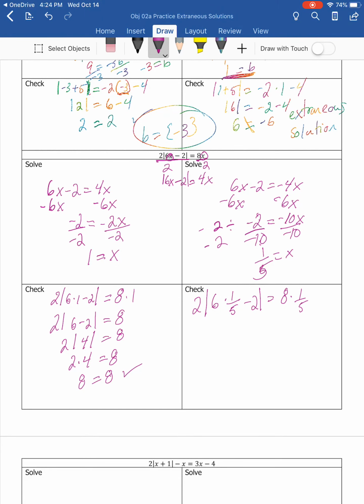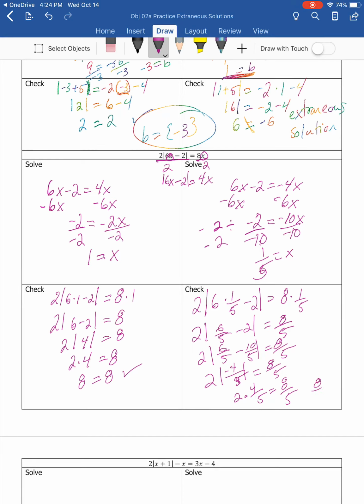And so I finish this up. This is going to be 6/5 minus 2 is equal to 8/5. Common denominator, 6/5 minus 10/5 is equal to 8/5. You guys can fast forward through this if you don't want to see the boring fraction work. This is going to be -4/5 is equal to 8/5. The absolute value of 4/5 is positive 4/5. And when I multiply across, I have 8/5 equals 8/5.